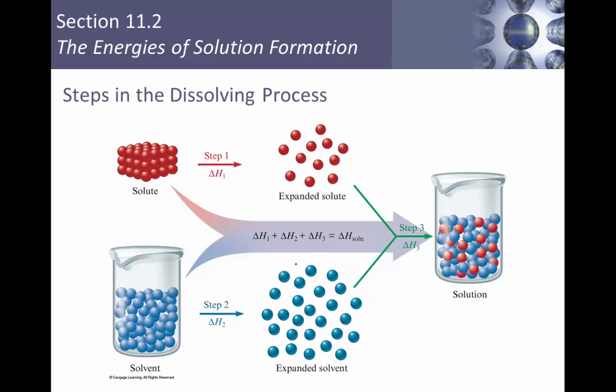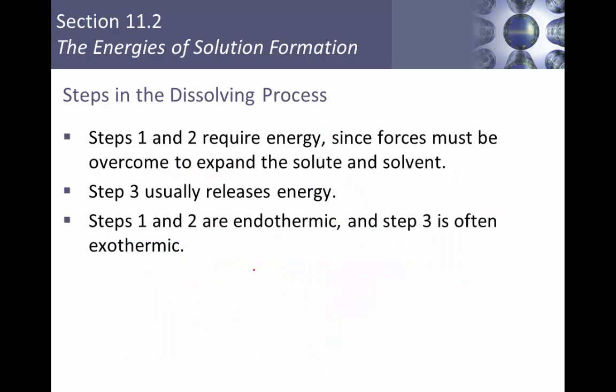And so when you add up the energies associated with each step, then you get your overall delta H for the solution. Okay, so the first steps, 1 and 2, where you're separating solute and solvent, those require energy, so that's an endothermic process. And then when the solute and solvent are allowed to mix, that's usually an exothermic process, and energy is released due to more stability.